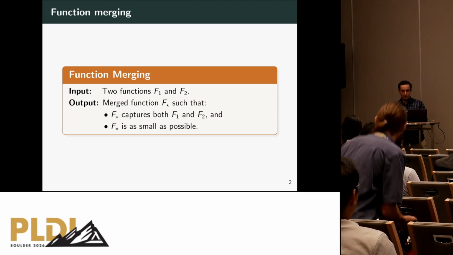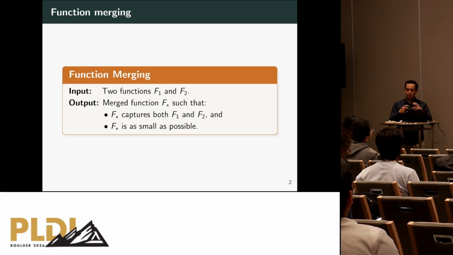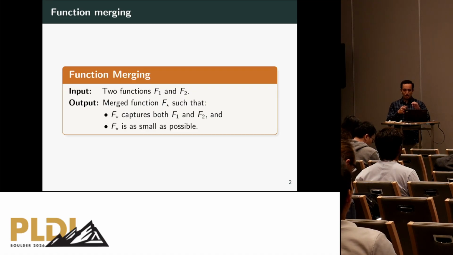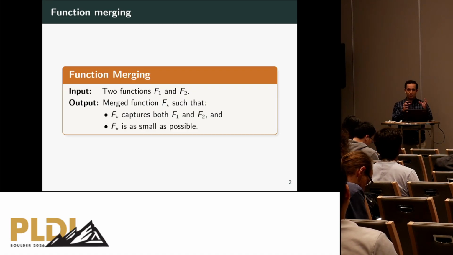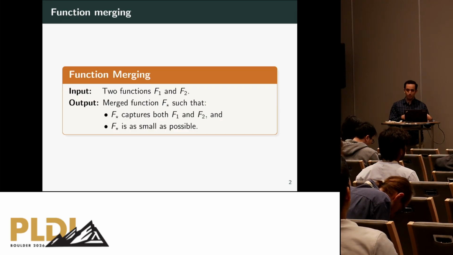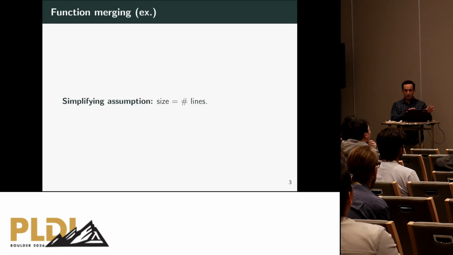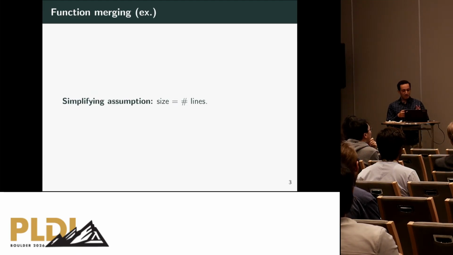So we look at a particular code size optimization called function merging. There, you're given as input two functions, f1 and f2. And what we want to do is construct a merged function, f star, such that it captures the semantics of the two functions, and we want its size to be as small as possible because we're optimizing for size. So I'll give a running example now, and I'll make a simplifying assumption that size is measured by the number of lines.